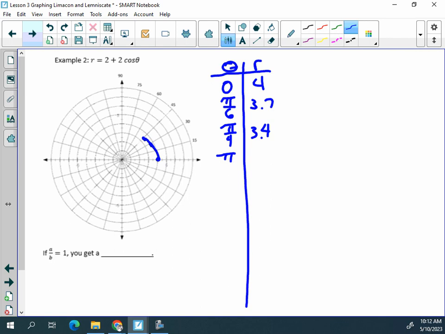Okay, pi over 3, cosine of pi over 3 is 1/2, times 2 is 1, plus 2 is 3. Okay, pi over 2, cosine there is 0, times 2 is 0, plus 2 is 2. So I'll be right here. Okay. Then we have 2 pi over 3. Cosine of 2 pi over 3 is negative 1/2. Times 2 is negative 1, and 2 plus 1 is 1. So at 2 pi over 3, we're going to be at 1.